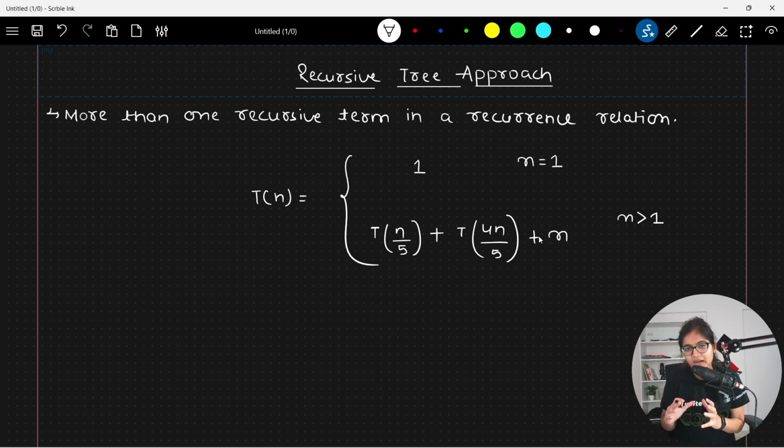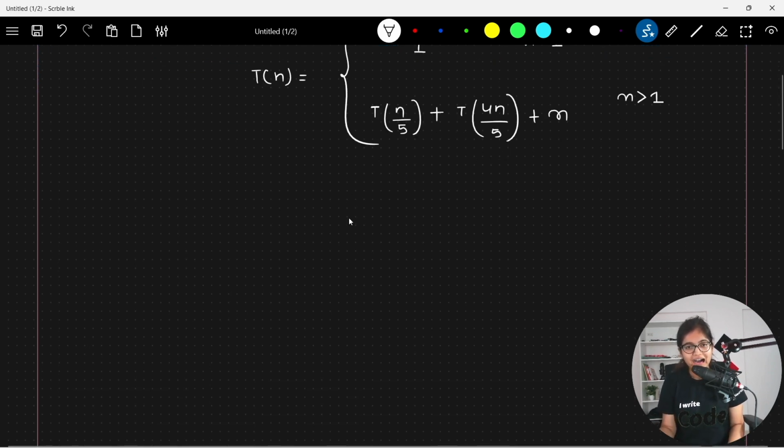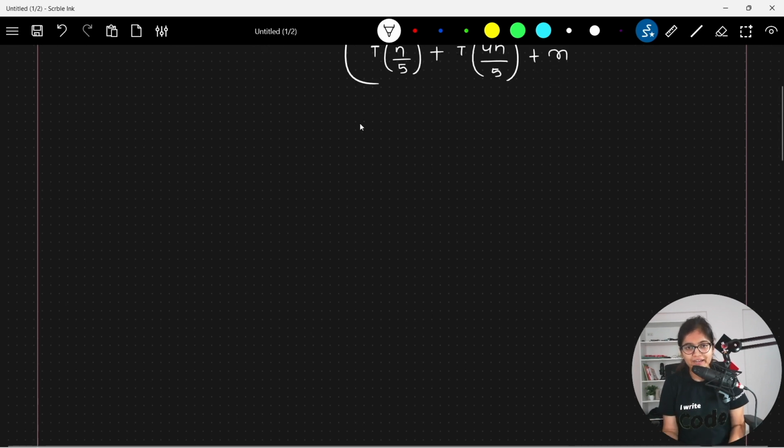If you remember, so far we have discussed the substitution method, and there we saw that there is only a single recursive term in terms of this T. This is a term called the recursive term, right? That's what we have understood. Now, if we have more than one recursive term, how can we solve that? There is only one method with which you can solve it, and that is what we are discussing today, the recursive tree method.